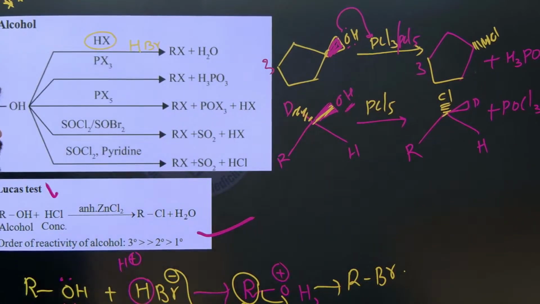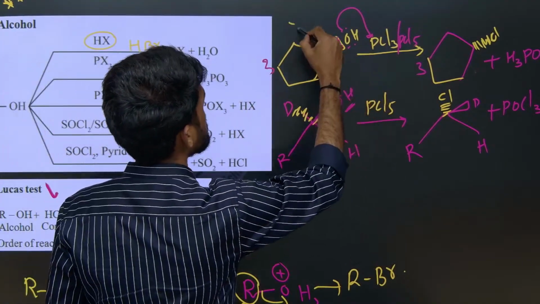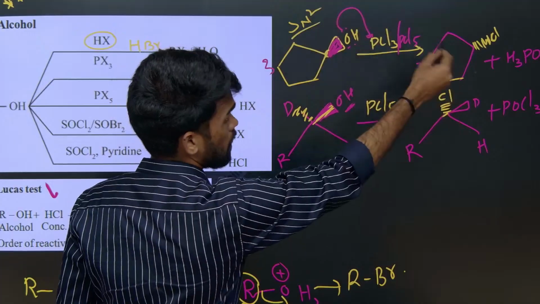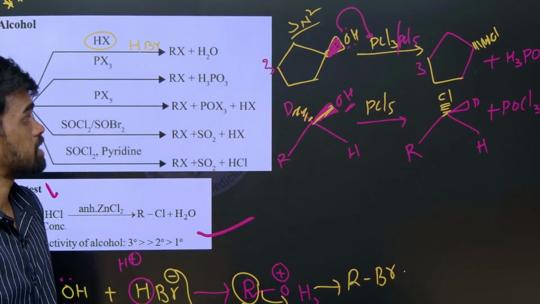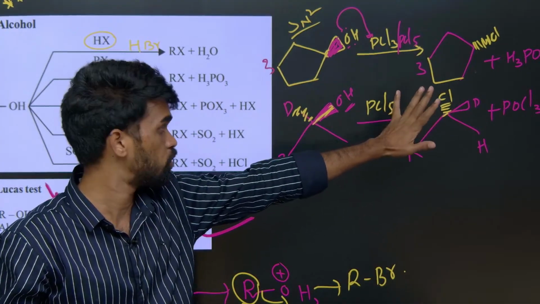Next, what is the mechanism I told you in this PCl3, PCl5 case? It is SN2 mechanism. It means inversion of configuration takes place. If it is above the plane, the product will have below the plane configuration. I hope it is clear.